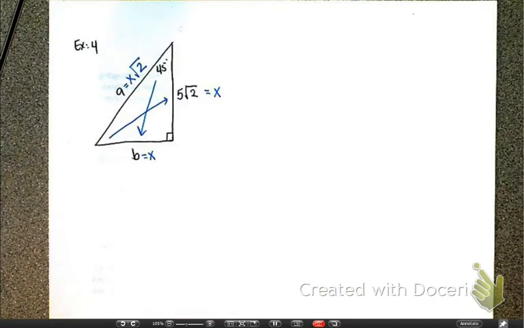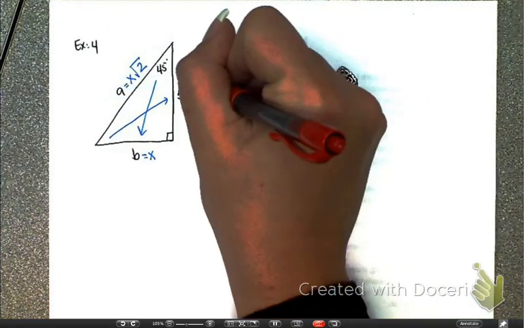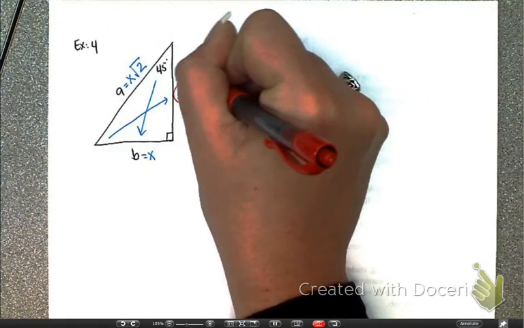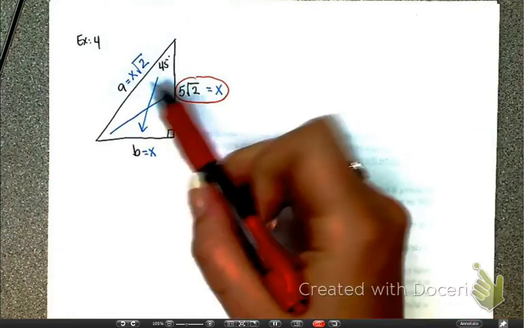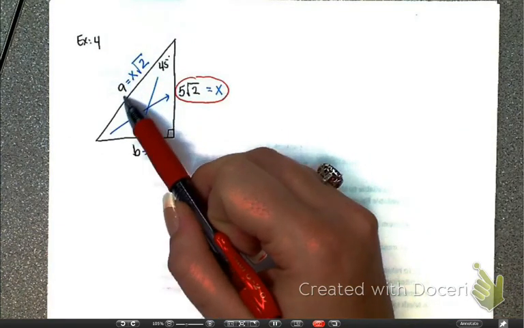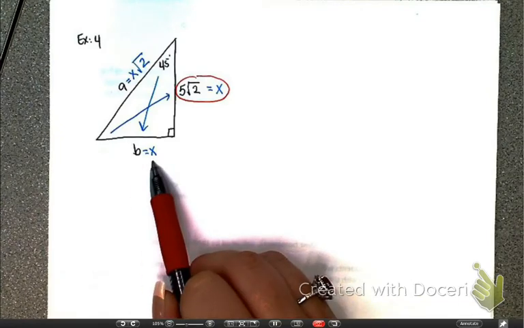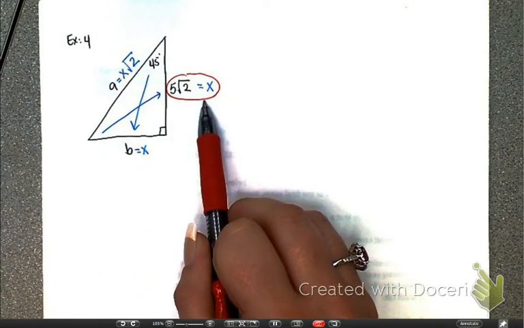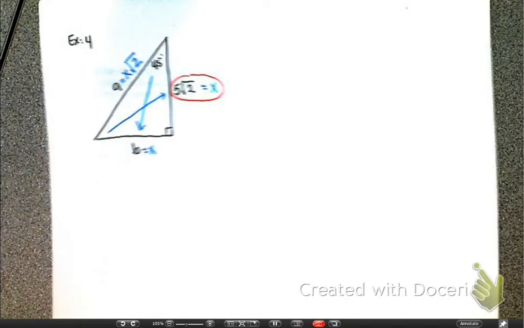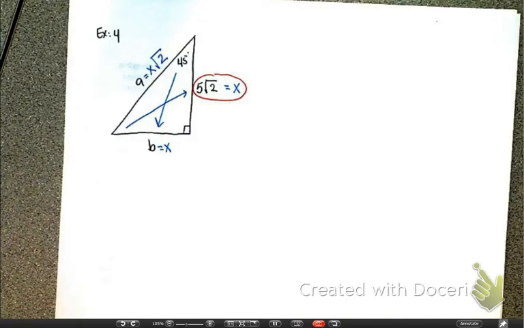Noah, did you have to do any solving? No, actually. Okay, so what is x? 5 square root of 2. Perfect. So really, when you look at these side lengths, do you notice how there's 2 variables here? Can't do anything with that. This one only has 1 variable, and it's already solved for. How much math have you done? 0.